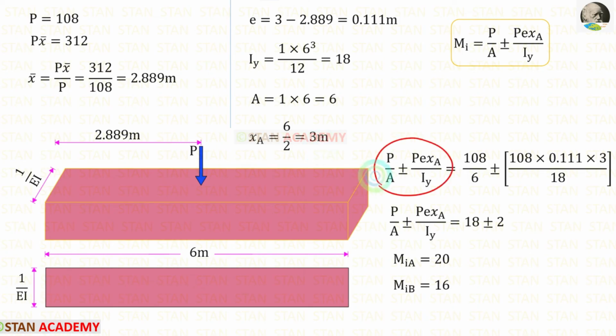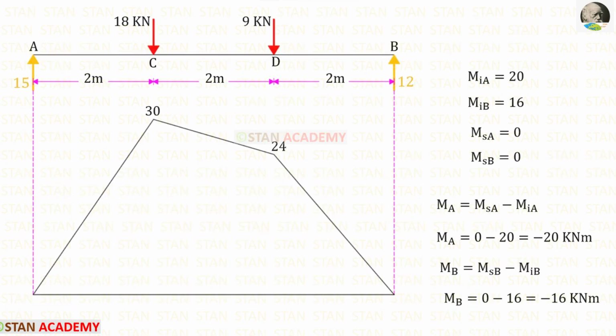In this formula, we have found everything. Let us apply all of them. For M_IA, we have to select the positive sign: 18 plus 2, we will get 20. For M_IB, we have to select only the negative sign: 18 minus 2, we will get 16. We have found M_IA and M_IB.